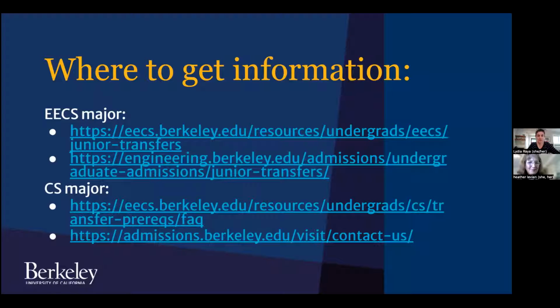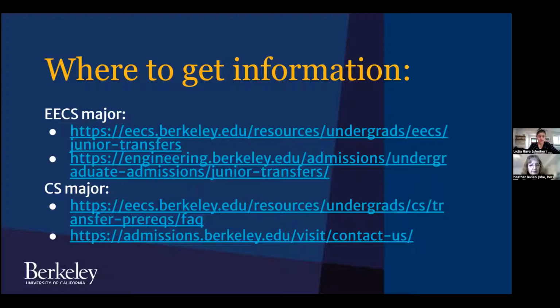Okay, so right off the bat, we want you to know where you can go because it's probably going to be a lot of information today. So these are some helpful links with where you can find information about both majors. The first link for the EECS major is on the EECS department website. And then the second link is on the College of Engineering website. They have a helpful junior transfer section and an FAQ section. And Nicole is going to be sharing the links with you. So thank you, Nicole, for doing that.